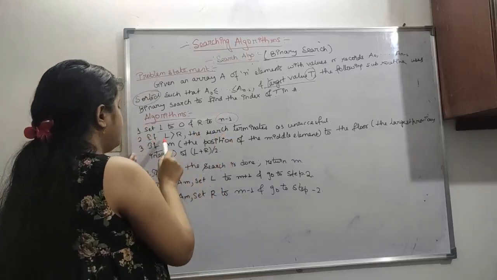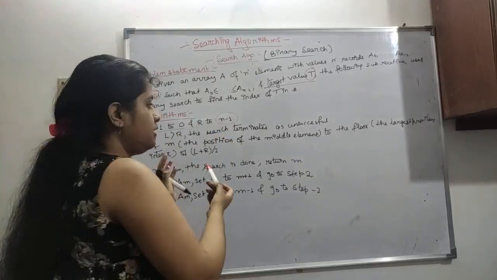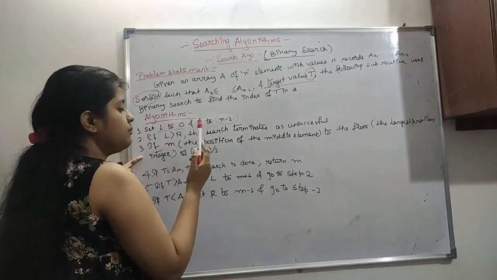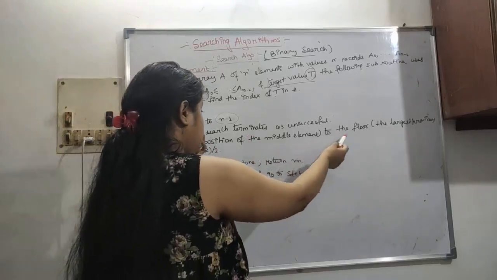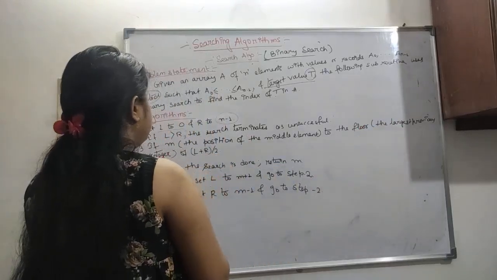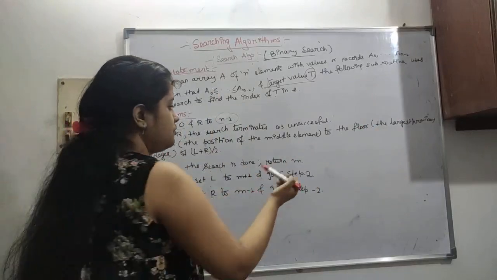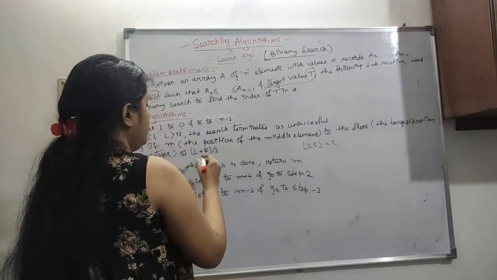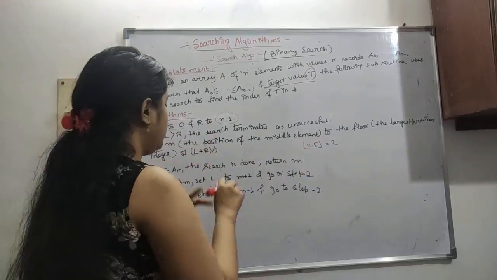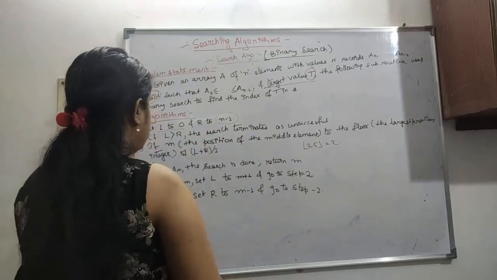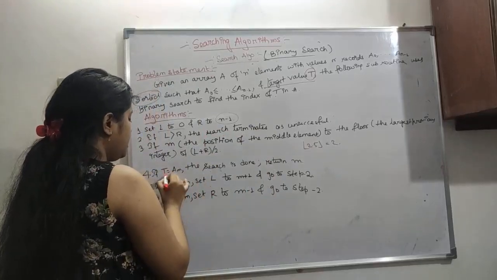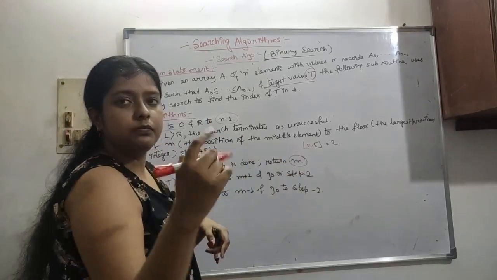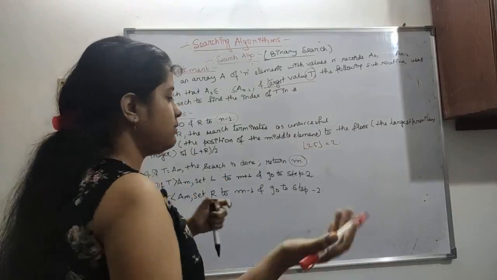Now if L is greater than R, the left pointer cannot be greater than the R pointer, so the search is unsuccessful. Now set m, the position of the middle element, to the floor, the largest previous integer. If you remember, the floor of 2.5 is 2. So this is basically the floor of L plus R divided by 2. Now the middle element is found. If the target element is equal to the middle element, the search is done and we return m, the index of this middle element.